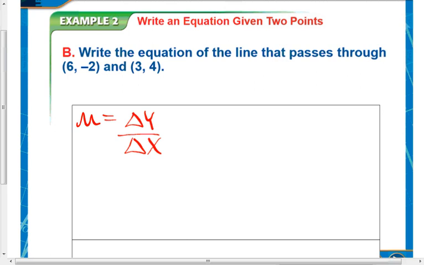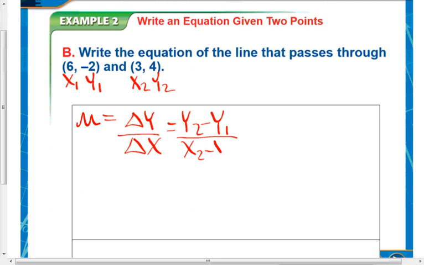And we can plug that in. We can just label these x1, y1, x2, y2. Okay? Let's go ahead. y2 minus y1 over x2 minus x1. This is a really good formula to memorize, right? We're going to go ahead and fill that in.